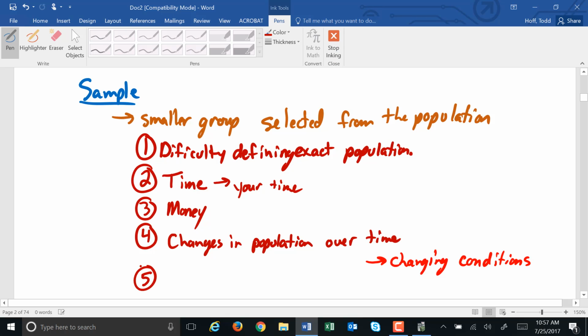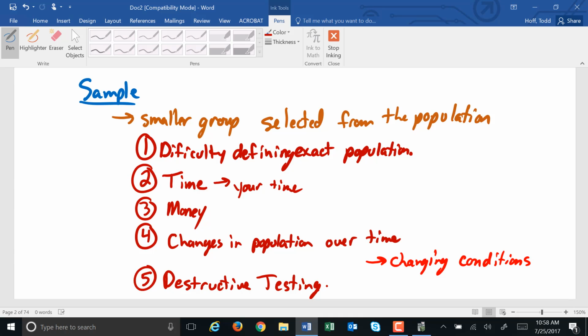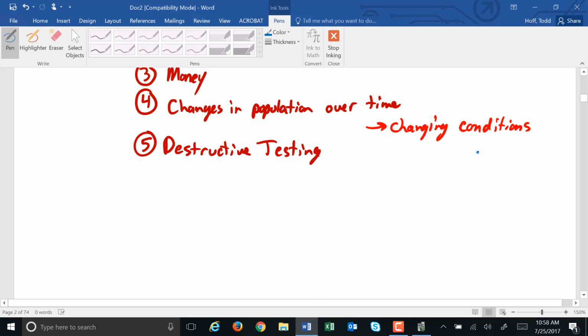Now, the fifth one is not necessarily for political surveys or things like that. It's more for industrial testing and quality control. And I'm just going to call it destructive testing. In quality control in industry and manufacturing, sometimes you produce parts that have to have a minimum strength requirement. So you take those parts and you put them in a machine. Let's say you've got a machine that's going to pull them apart, pull on them.